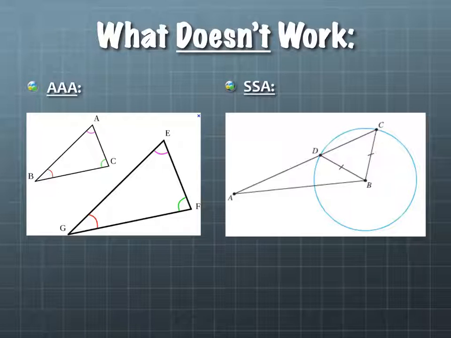The second one that doesn't work is side-side angle. Now we had side angle side, and that was cool. But side-side angle says that we have two sides and the angle that's not between them, or an angle that's not between them, right?